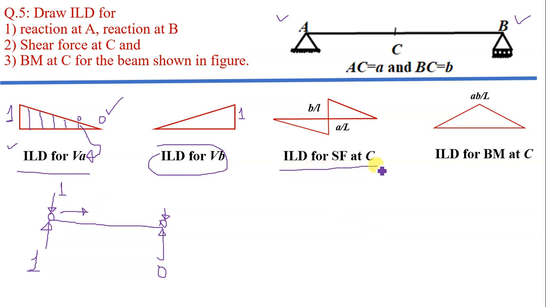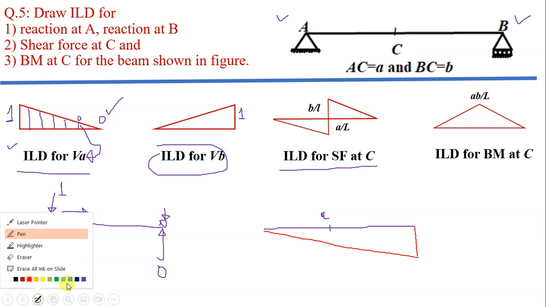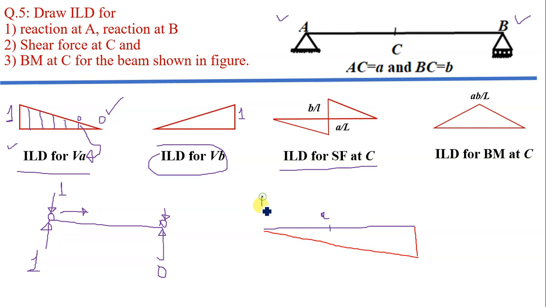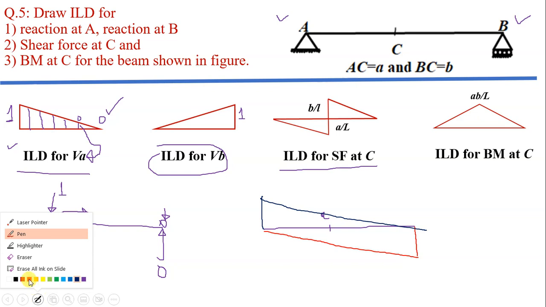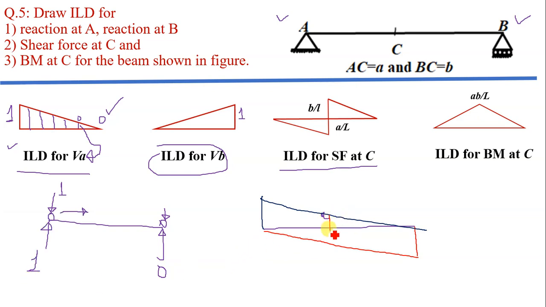This is the influence line diagram for shear force at C. This diagram can be plotted like this. This is point C. First we have to plot the influence line diagram for reaction at B below the baseline like this. Then we plot the influence line diagram for reaction at A above the baseline like this, and then draw a vertical line through C. And this is the resulting influence line diagram for shear force at the section.